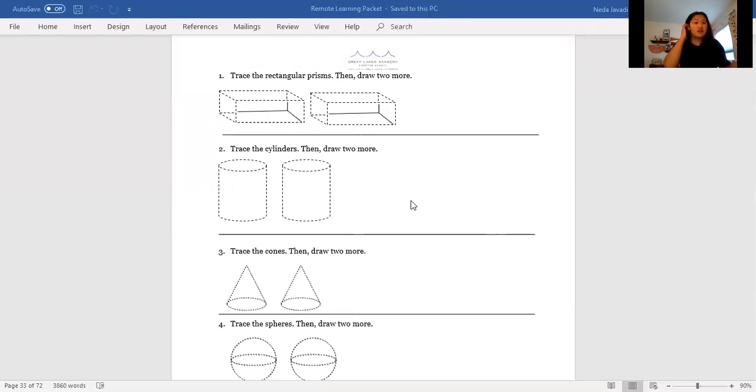Cool. So first, the shape that we are going to draw, you're going to trace the rectangular prism, then draw 2 of them by yourself. Let's try this one together, and then you're going to trace and draw the other shapes too. So when I'm tracing, I'm going to take my pencil and I'm going to go like this. I'm going to start here.